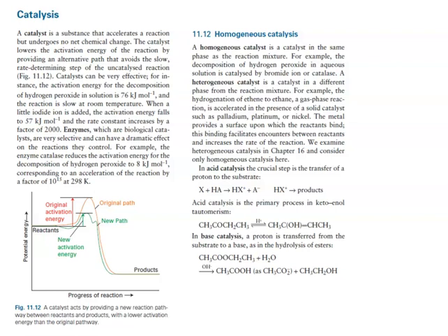Now, there are two subcategories of catalysts that we're interested in. In acid catalysis, the crucial step is the transfer of a proton to the substrate, as we see here. Acid catalysis is the primary process in keto-enol tautomerism, which we knew from organic chemistry and see examples of in biochemistry. In base catalysis, a proton is transferred from the substrate to the base, as in the hydrolysis of esters.